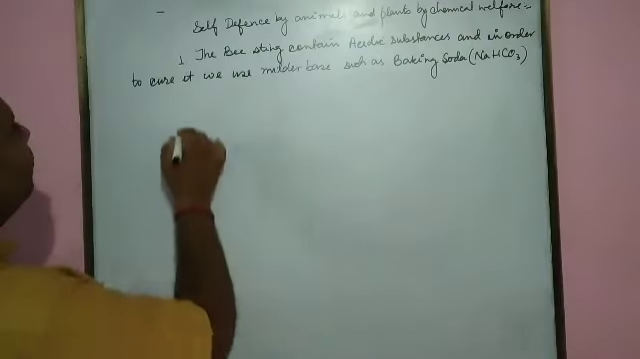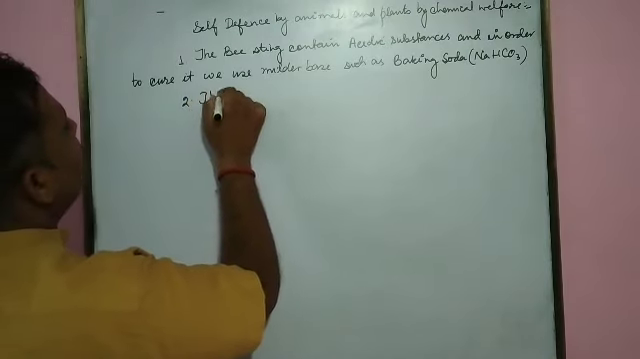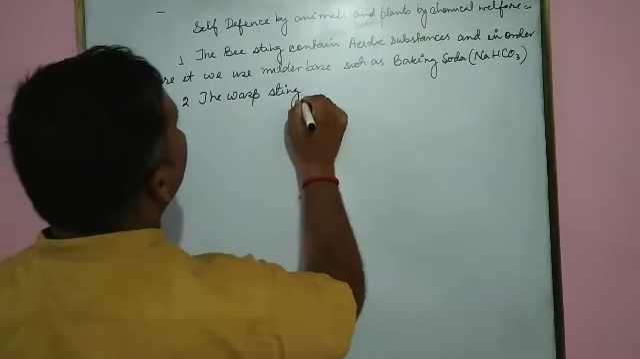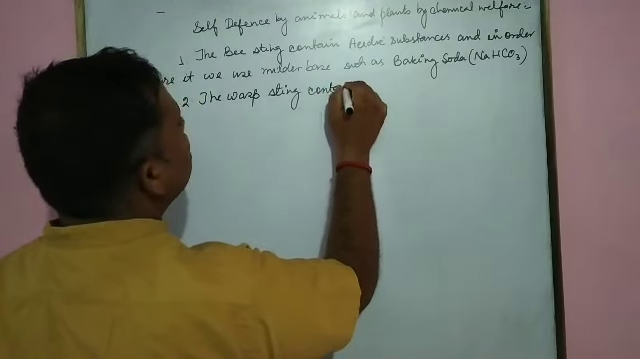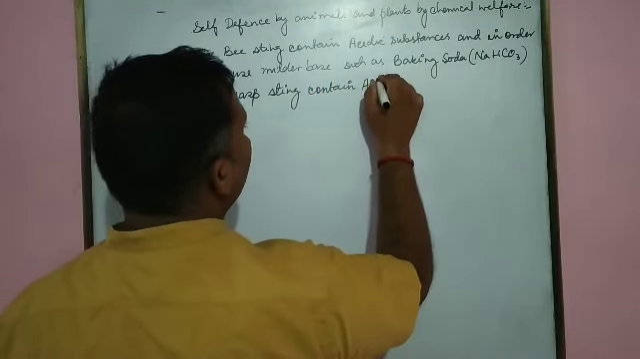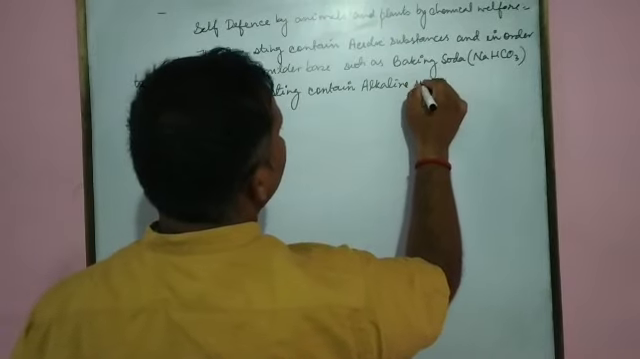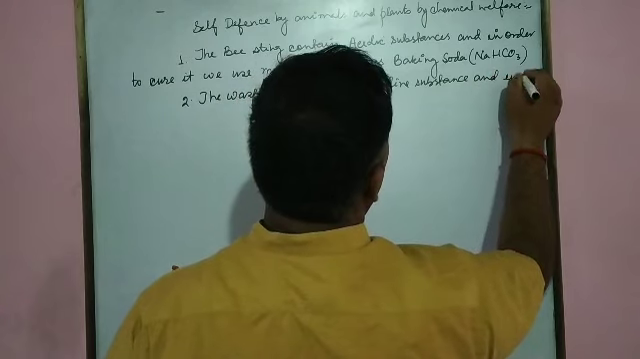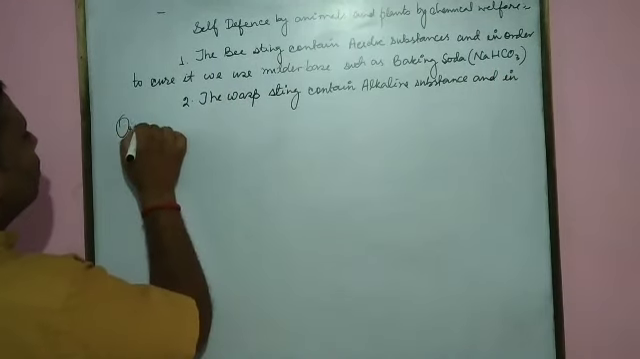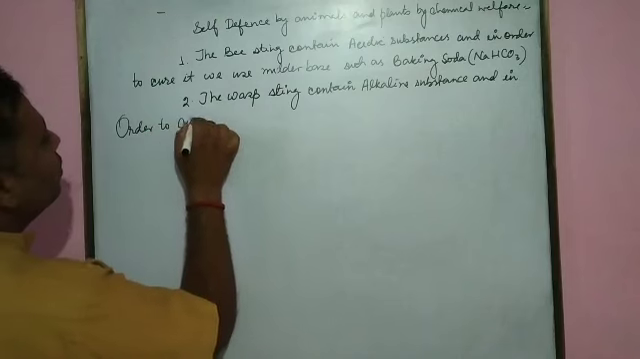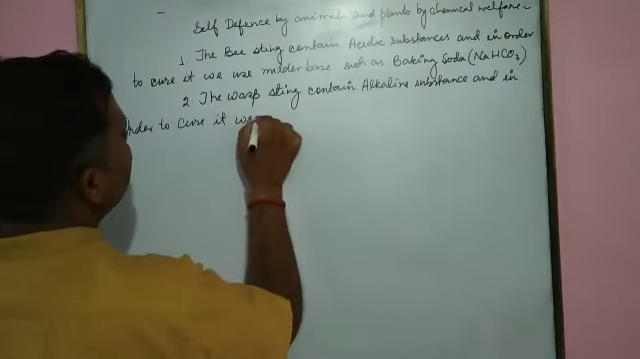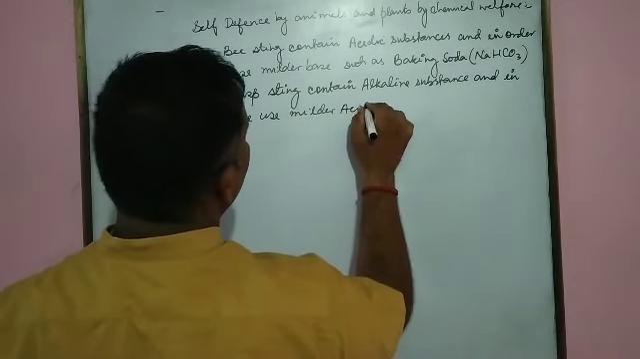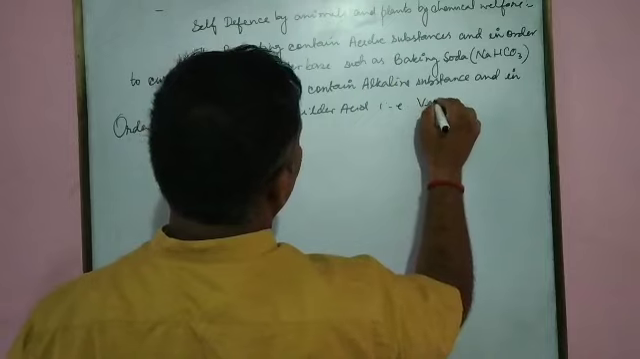The next one, the wasp sting contains alkaline substances, and in order to cure it, we use a milder acid, that is vinegar.